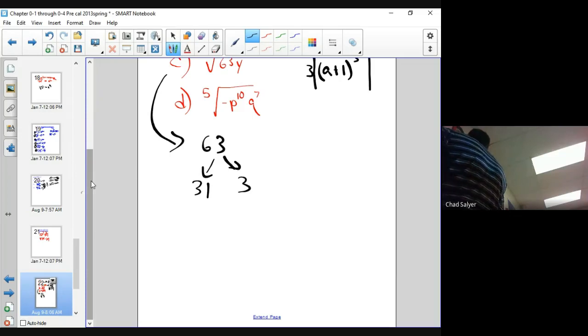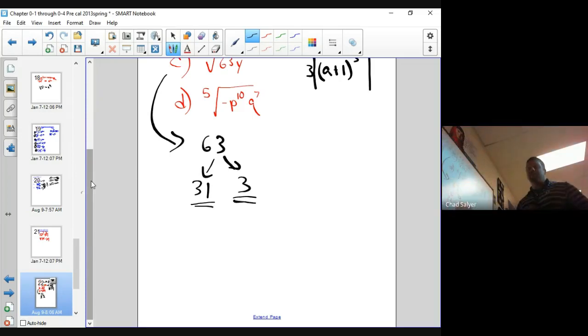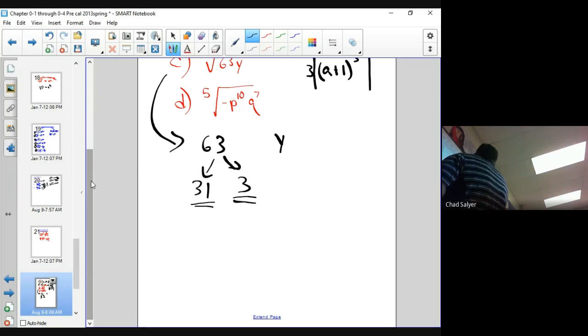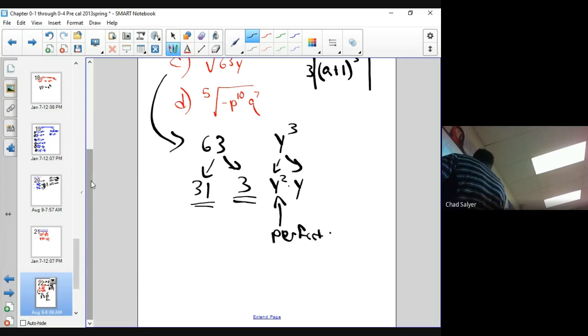Okay, so 21 times 3. Now, 21 is not a prime. Does it break down further? 3 is a prime. Does it break down further? Neither one of these are perfect squares, so we can't reduce the 63 part. However, excuse me, the y cubed part, I can rewrite as y squared times y. And y squared is a perfect square.